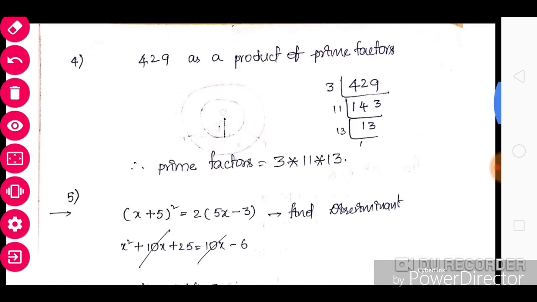And one more question is very simple. X plus 429 is product of prime factors. So if we took LCM 3, it will not be divisible by 2. So starting with 3, 3 into 143, 11, 13. So prime factors will be 3 into 11 into 13.